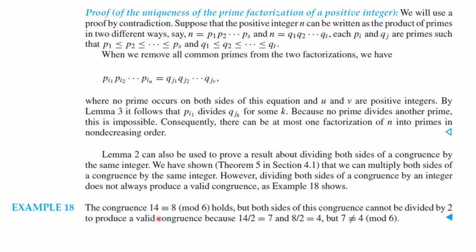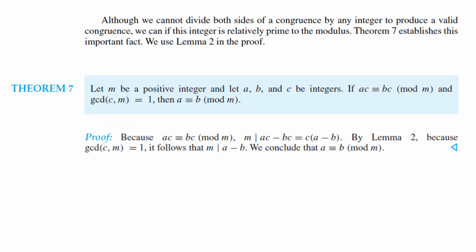But you can't divide both sides by 2, because if you did, you would have 7 and 4. But 7 is not congruent to 4. 7 is congruent to 1 mod 6, because 6 goes into 7 one time with 1 left over. And 4, if we divide 4 by 6, it goes 0 times with 4 remainder. So you see these aren't congruent mod 6. So you see you can't cancel to solve congruences in general. But there's a theorem that says sometimes we can.